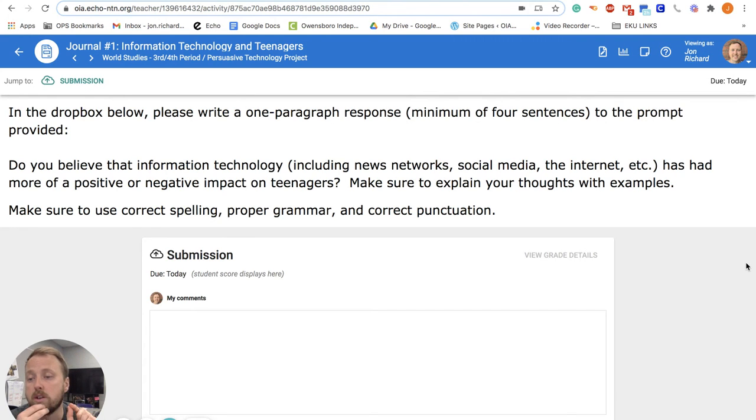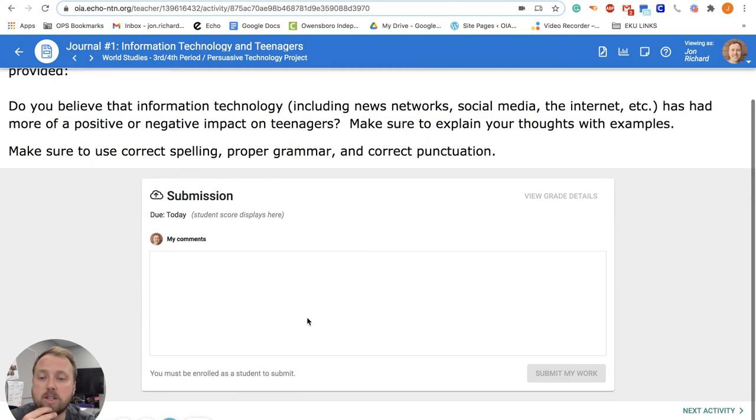4 sentences. Also, make sure to use correct spelling, proper grammar, correct punctuation. You do have a written communication grade in this, so I'm looking for correct spelling, proper grammar, correct punctuation, because written communication is 25% of your grade, so make sure you're doing what you're supposed to do. And we're just writing this right into the Dropbox that's provided for you, okay? So those are the 2 things I need you to do today.